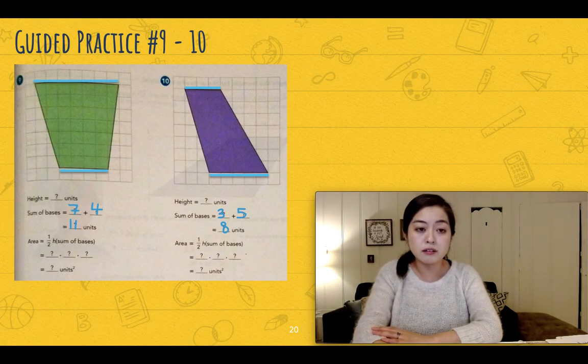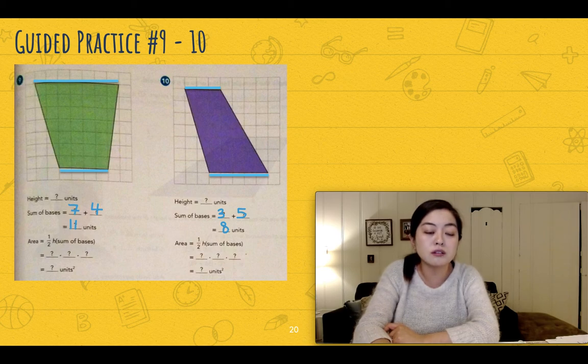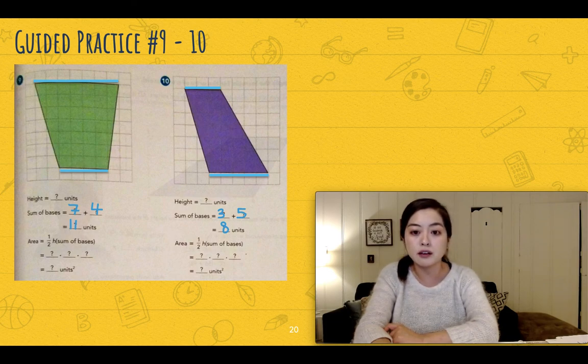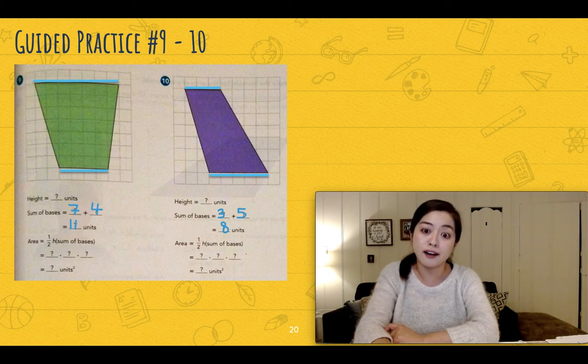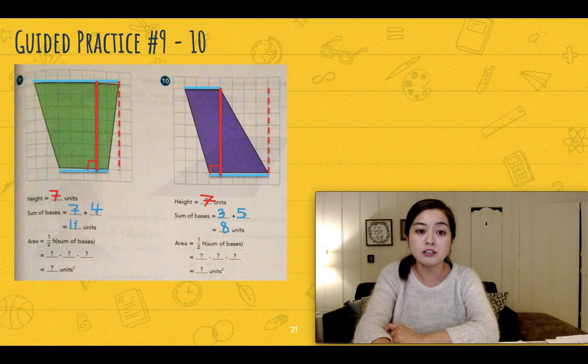So I see that my bases are that, okay? So the sum of the bases for 9 is 7 plus 4, which comes out to be 11 units. And for number 10, it's 3 plus 5, which becomes 8 units. And then I have to find the height before I input in my sum of the bases and height into my area formula. So my height is the distance between my bases, and the distance has to be perpendicular to both of my bases, and you can use either lines that you see there, and the height is 7 units for both of my trapezoids.